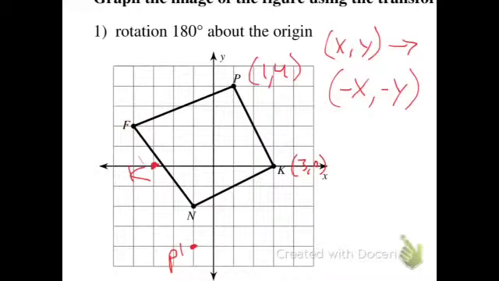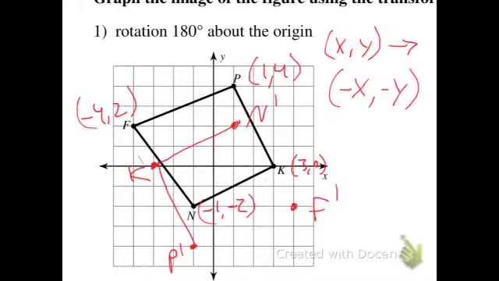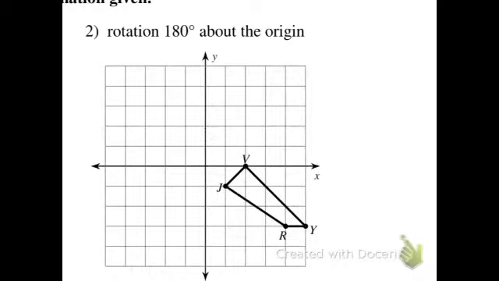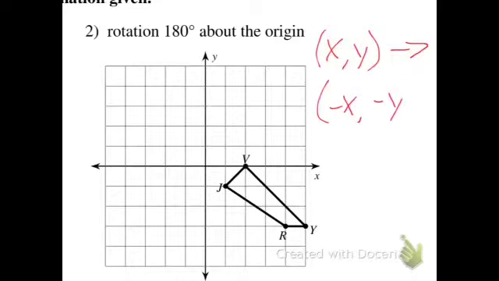F was at -4, 2. So its new version is going to be at 4, -2, which is right there. So there's F prime. And N is currently at -1, -2. Once you switch both the signs, you're going to get 1, 2. And there's my N prime connected up. You got your new shape, and it's a beautiful thing. There you go, 180-degree rotation. Again, it's the same rule, it doesn't matter if you're going clockwise or counterclockwise, you still just switch the signs and you got your rotation.